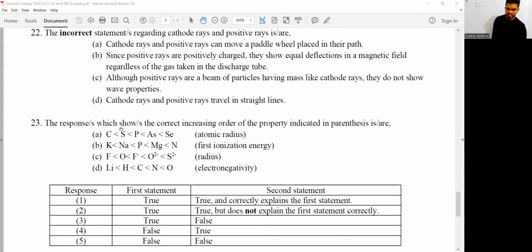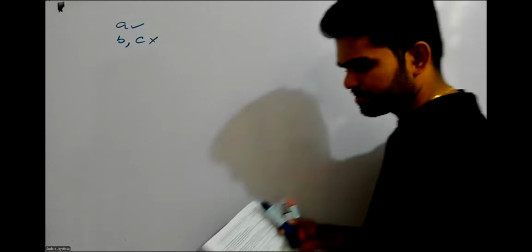Then look at the 23rd question. The response which shows the correct increasing order of the property indicated in the parenthesis. There was no question from radii, atomic, ionization energy in this paper. I think, anyway, there's one question here. Let's see whether it is correct. 23.